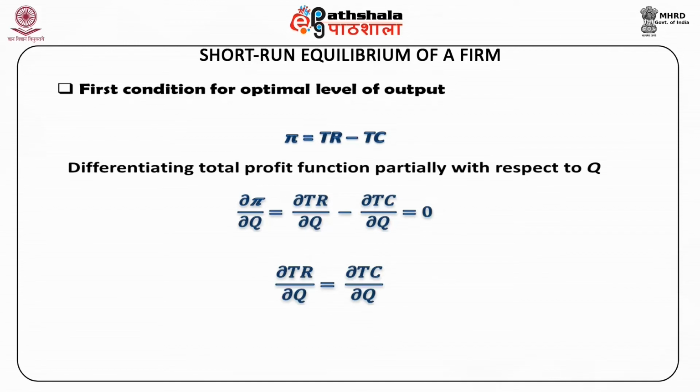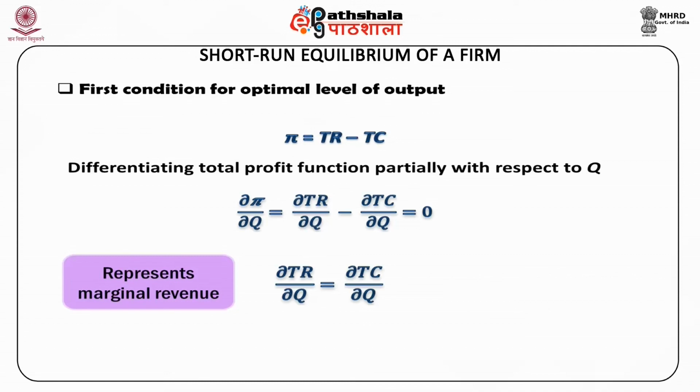The left-hand side of the function represents the slope of the total revenue curve, that is, the marginal revenue curve, whereas the right-hand side of the function represents the slope of the total cost curve, that is, the marginal cost curve. Thus, the first order condition for the short-term equilibrium is that marginal revenue equals marginal cost.